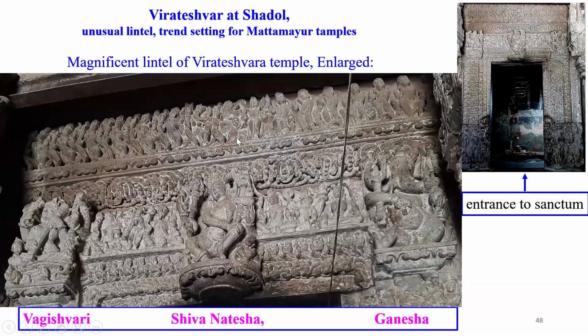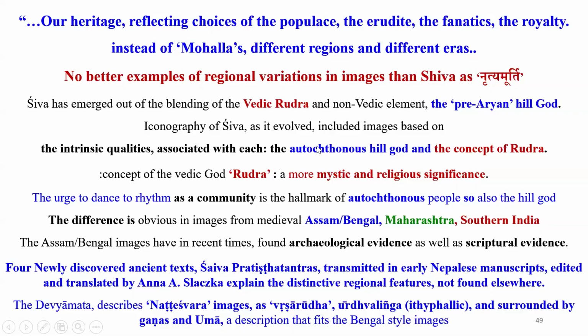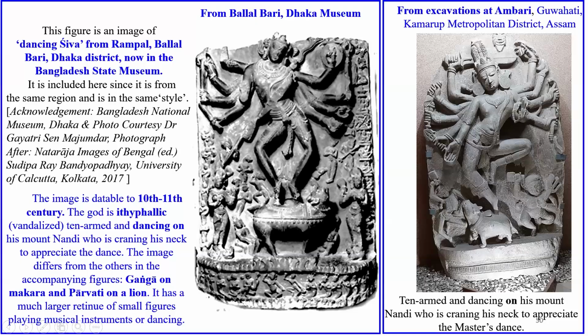But anyway, this is a signature Nataraja of the Shaiva Siddhanta, and this is the ornate Dvarashakha, and this takes me to another thread, the regional effect on the Shiva. This is from Assam. Well, this is from Dhaka, this is from Assam. But the very nature of it shows that he's dancing on Nandi and is ithyphallic. This has been vandalized later, a later society's reflection on it. But this is very different.